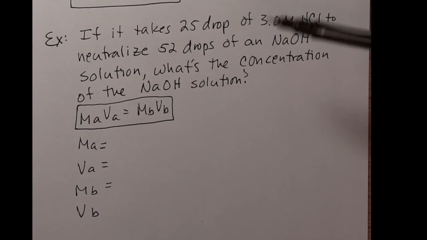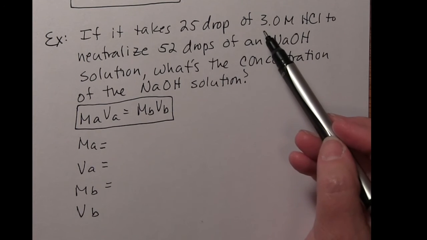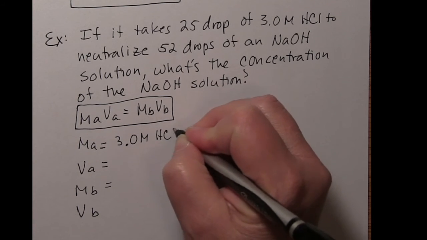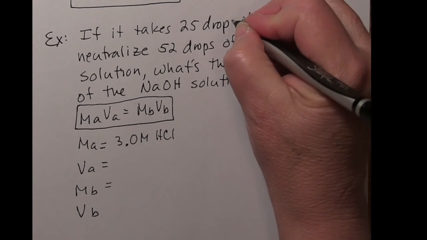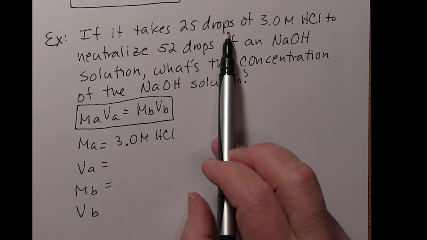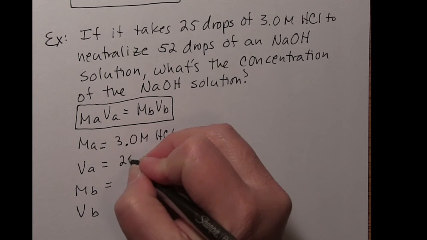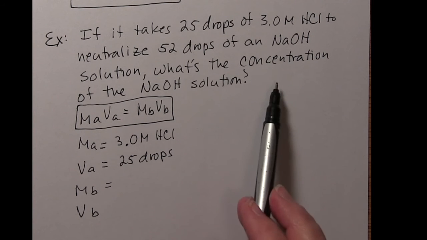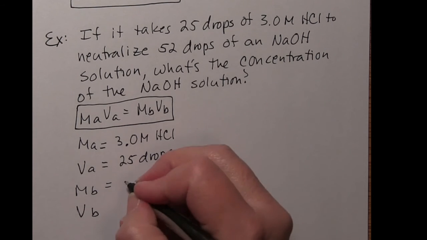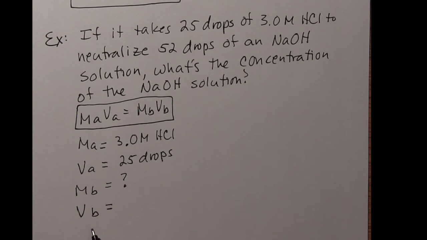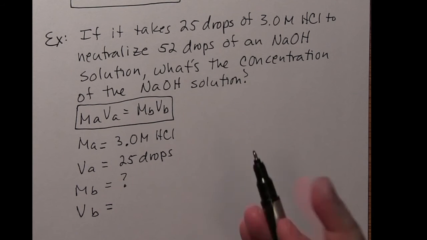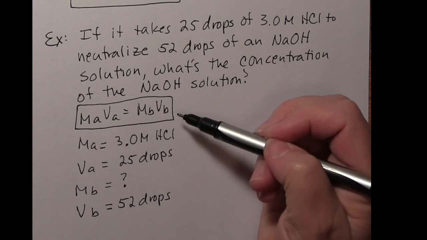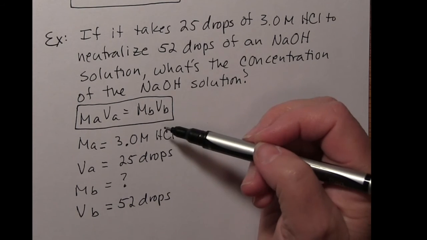That's good. All right, so looking up here, we know that the molarity of the acid is 3.0 molar. So 3.0 molar HCl. And we know the volume of the acid was 25 drops. Hope you guys did that. So 25 drops. That was the acid. All right, and we're looking for the concentration of the NaOH solution. So we don't know what that is. We'll just give it a question mark. But we know the volume of the base was 52 drops. So now we know everything that's going into that formula. We know what we're looking for. We can just plug it in.